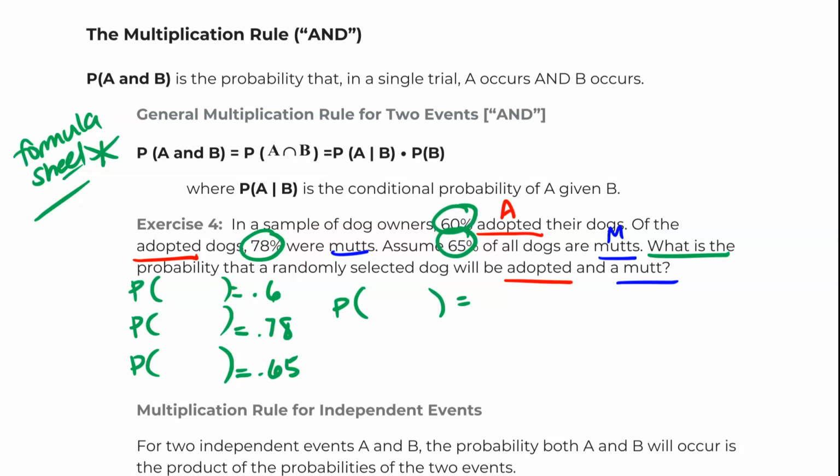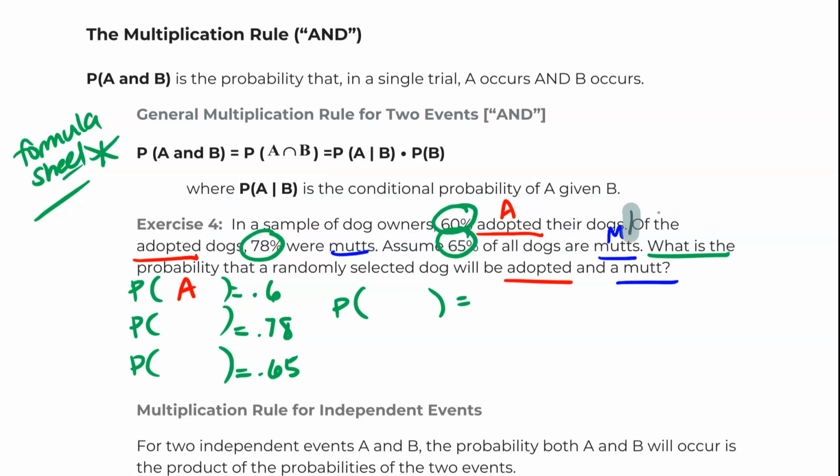And in the first sentence, we can see nothing here about whether a dog is a mutt or not. The only thing I underlined was an A for adopted, so I'm going to just put an A inside the parentheses. The second sentence is where things get hairy.